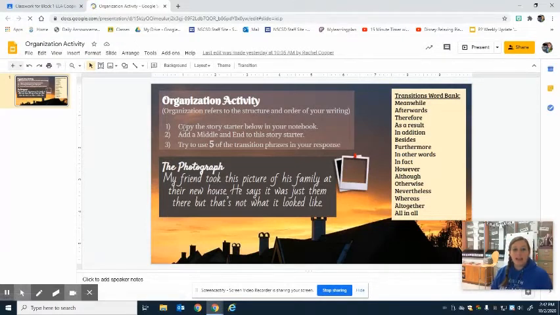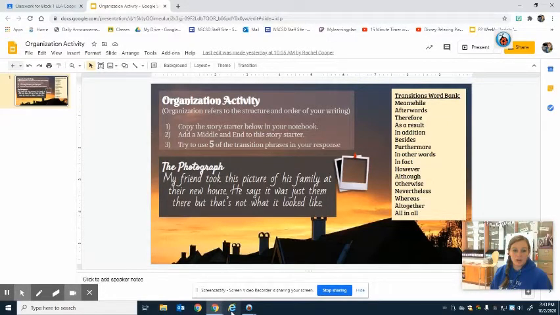Number 1, it says copy the story starter below in your notebook. 2, add a middle and end to the story starter. And 3, try to use 5 of the transition phrases in your response. So below is your story starter. We're going to add that. And then on the side, you'll see these transition words. So I'm going to also try to be thinking of those as I'm writing.